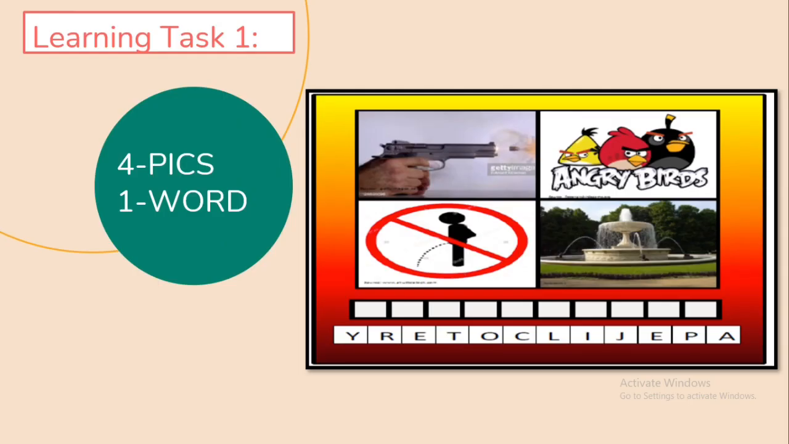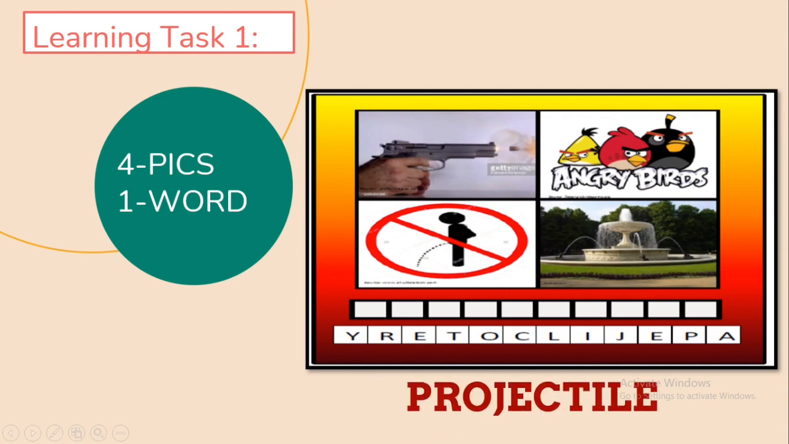On Learning Task 1, let us answer this. Okay, everyone, eyes on the illustration. This is what we call 4 Pics 1 Word. On the first picture, the man is triggered. On the second picture, a group of Angry Birds. On the third picture, a no-peeing sign, and on the fourth picture, a splash from a fountain. So what is the word? If you got the answer projectile, you're correct.